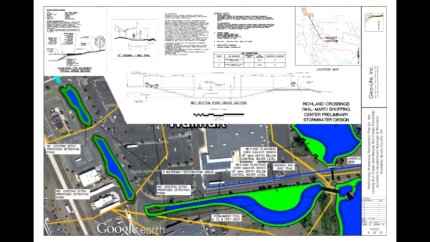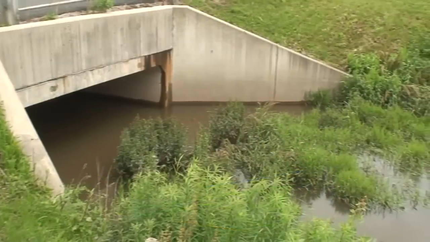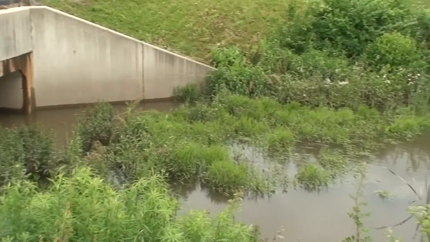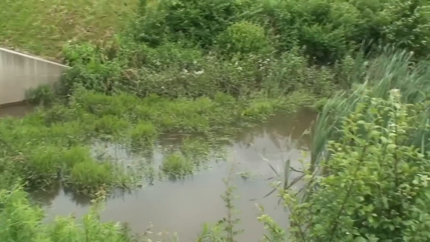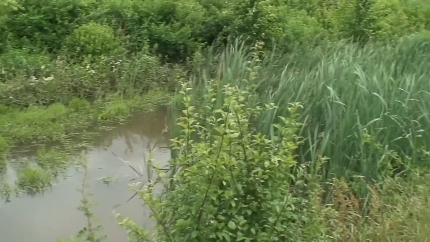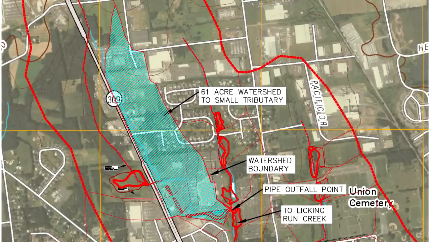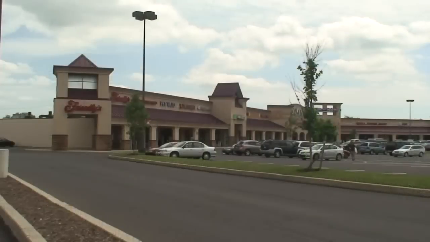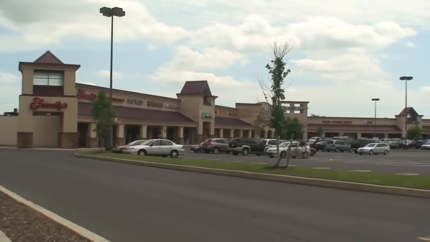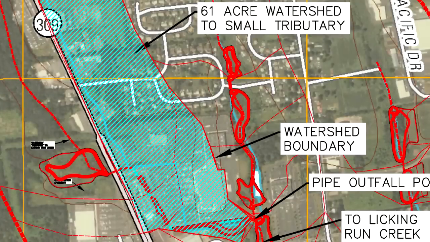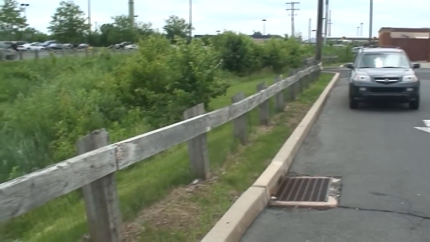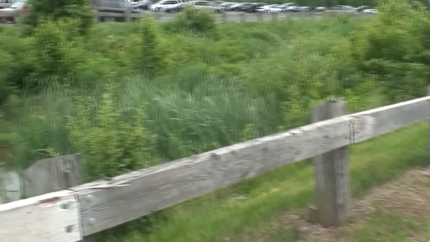What we have here are 3 existing ditches that run through the middle of the Richland Shopping Center just north of Quakertown here. These existing ditches collect about 61 acres of stormwater runoff from a tributary just north of here. This tributary consists of a lot of existing impervious area. You have industrial areas, you have businesses and shopping centers, and not to mention also State Road 309, which all the discharge from these areas flows through these 3 ditches.